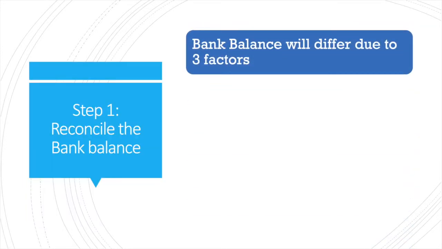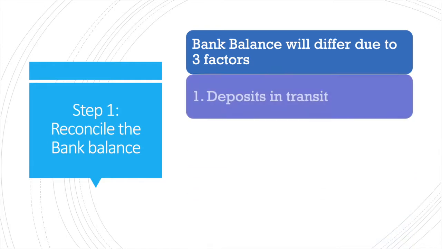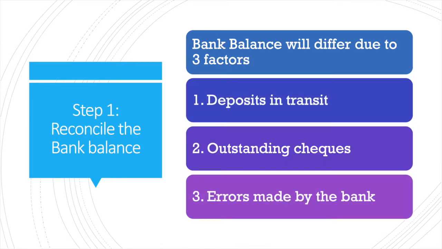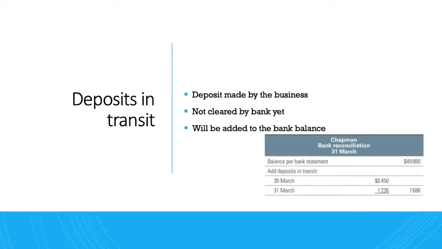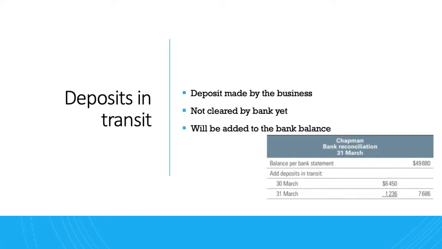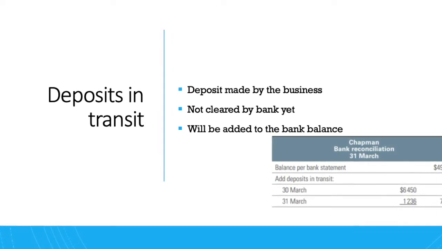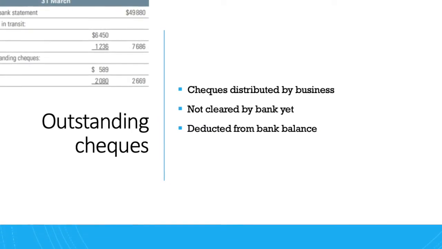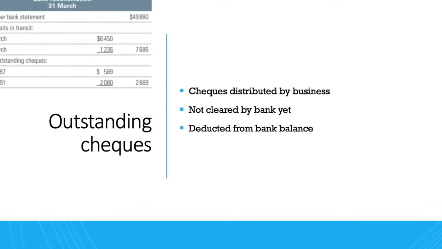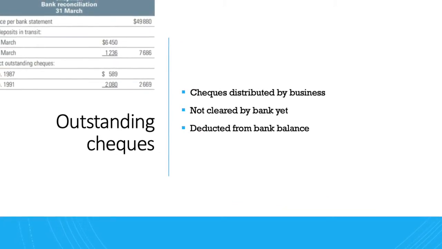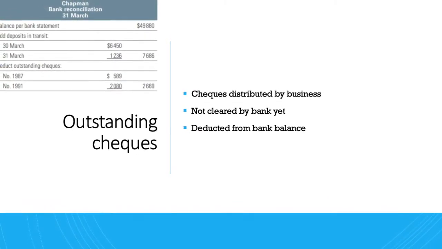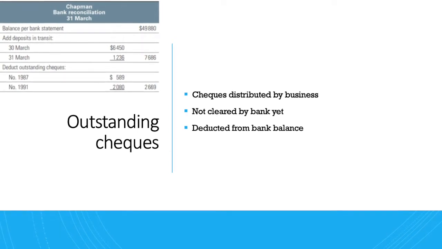There are 3 reasons for discrepancies between the bank and the actual: deposits in transit, outstanding checks, and errors made by the bank. Deposits in transit are deposits made by the business but have not cleared the bank as of the statement date. This is added to the bank balance as it is money entering the business. Outstanding checks are checks that have been distributed by the business but have not cleared the bank as of the statement date. In simpler terms, this is money that is leaving the business once the recipient cashes it. This is deducted from the bank balance.